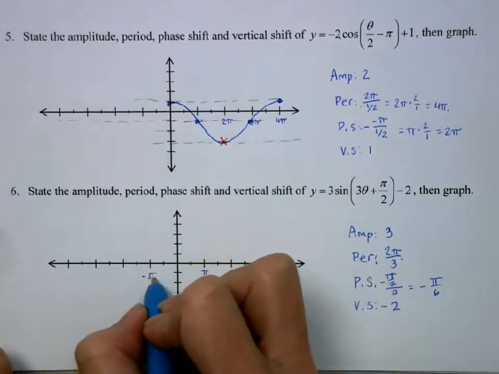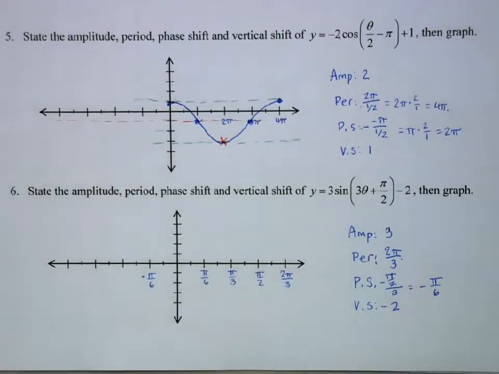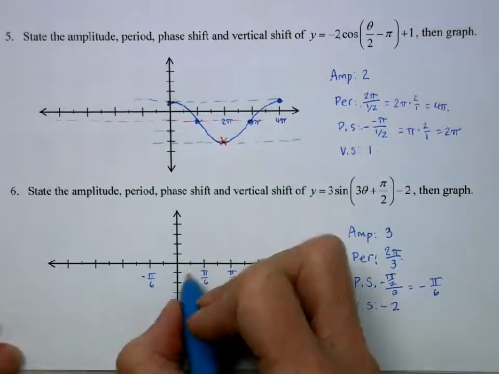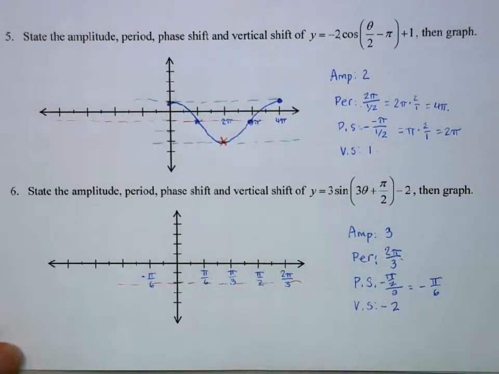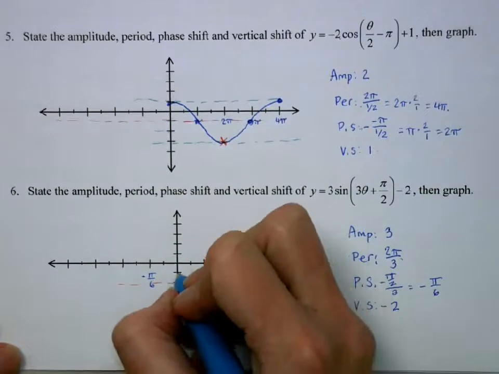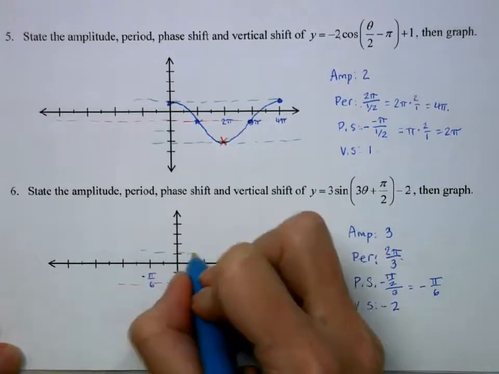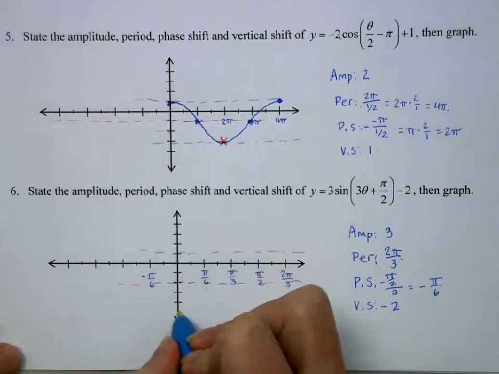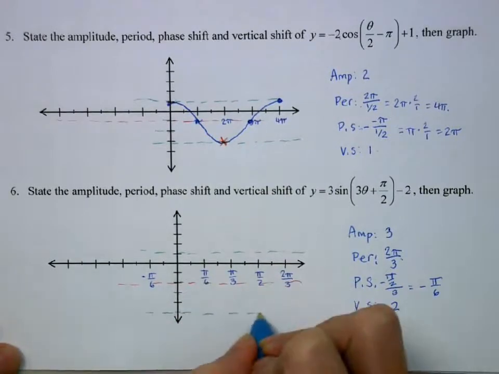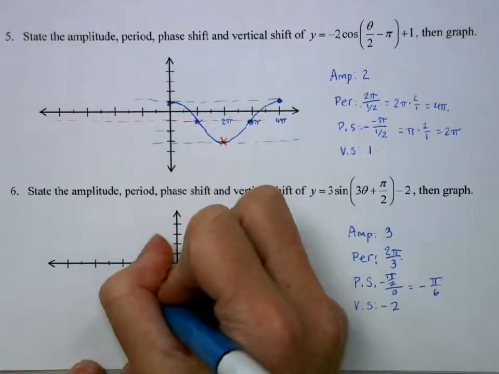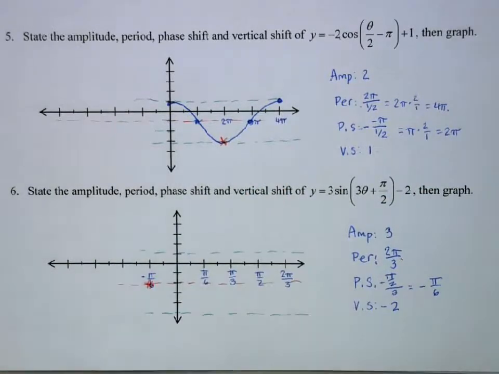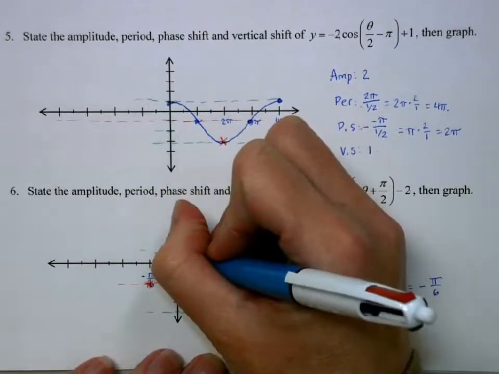For my y-axis, we have a vertical shift of negative 2, and an amplitude of 3. So we're going 3 above and 3 below. Okay, we have a positive sine graph, which means it starts at the midline, but we're starting our graph at negative pi over 6. Then I'm going to go through my 5 points. So sine goes up, back to the midline, down to the bottom, up to the midline.